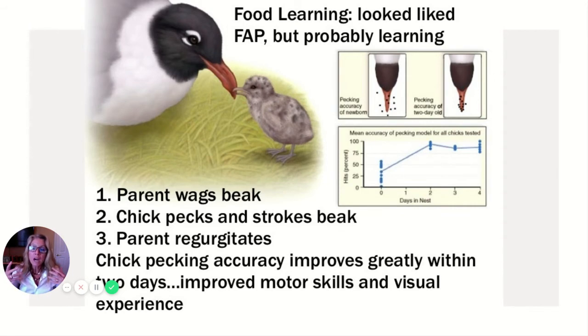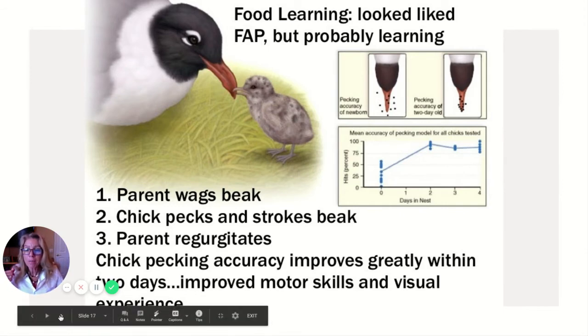So over time, what they noticed, though, is that the pecking that the baby did, the accuracy improved over time. So the question is, are they getting better at what they're doing? Are they learning? Or is it possible their neck muscles are stronger and maybe they can peck more effectively on the parent? So on instinct and learning, it was thought to be a FAP, but the baby gull chicks increased in their pecking accuracy as they aged and their motor skills improved. There's a combination of learning there and it being a FAP.